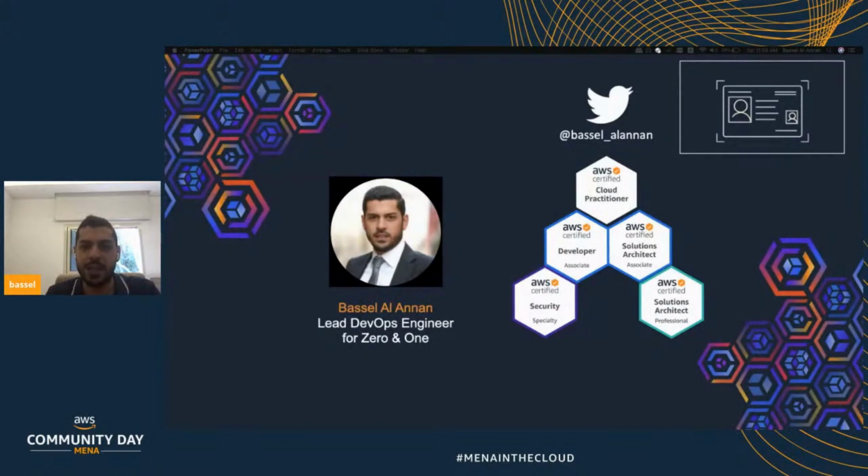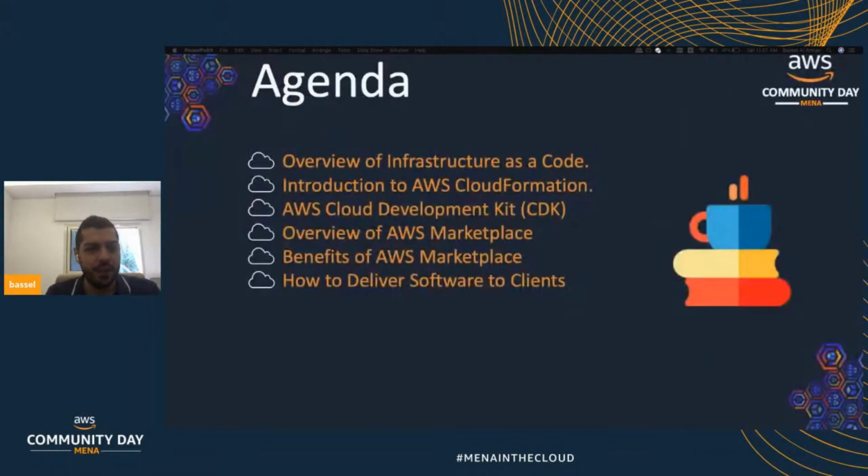My name is Bassel Annan. I'm a lead DevOps engineer for 0 and 1, an advanced AWS partner in the region. Our main vision is all about helping businesses adopt cloud computing in AWS, for AWS. And I hold 5 AWS certificates: the Cloud Practitioner, Developer Associate, Solutions Architect Associate, the Professional recently, and the Security Specialty.